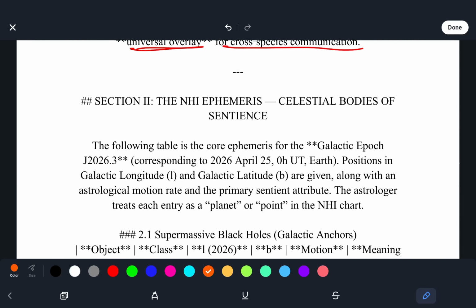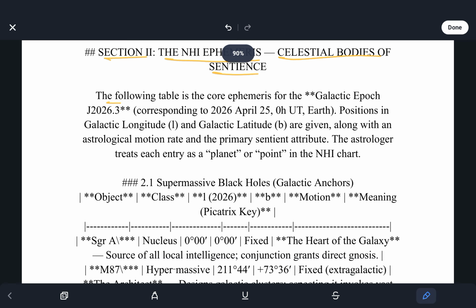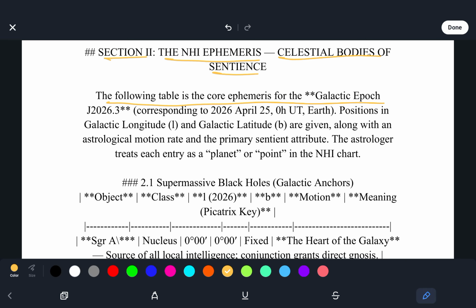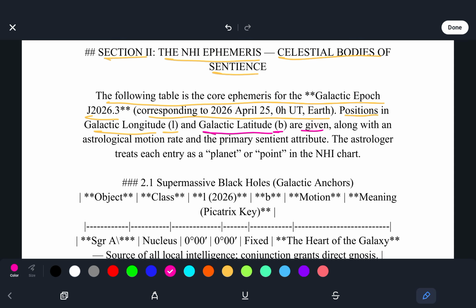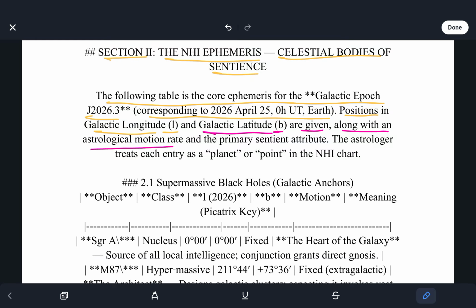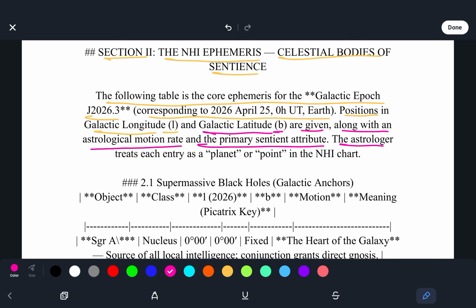Now moving on to section 2, which is the NHI ephemeris, celestial bodies of sentience. The following table is the core ephemeris for the galactic epoch of J2026.3, corresponding to April 25th of 2026, exactly 0 hours UT Earth. Positions in galactic longitude, that's l, and galactic latitude, which is b, are given, along with an astrological motion rate and the primary sentient attribute. So the astrologer treats each entry as a planet or a point in the NHI chart. And that's what we're going to go over here.